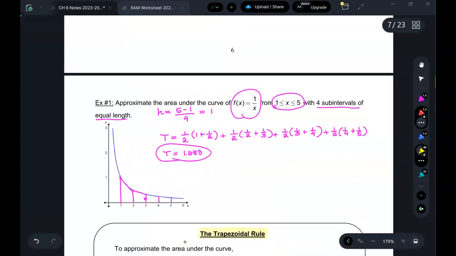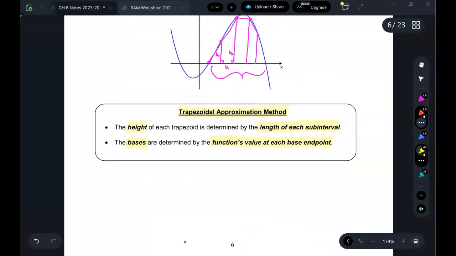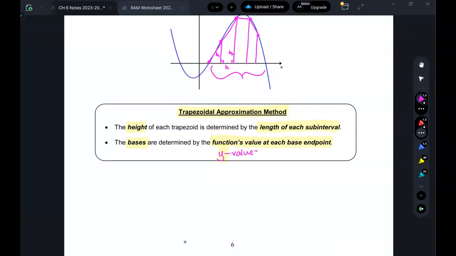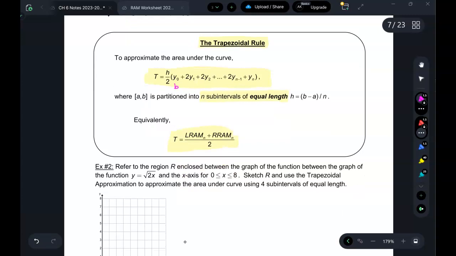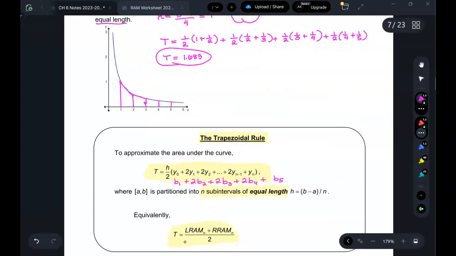Oh, so if you remember, the bases are determined by the function's value. These are your y values. So that's why I said y sub 0. Think of y sub 0 as like base 1, and then 2 times base 2, and then 2 times base 3, and then 2 times base 4, but then base 5 was only used once. I get it. That's basically what we would have done up here.